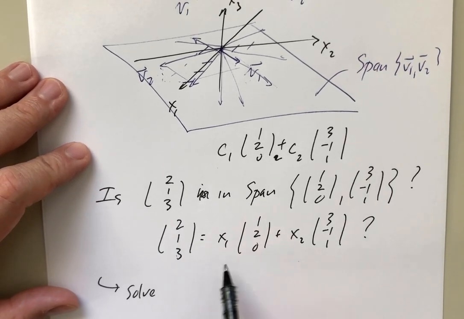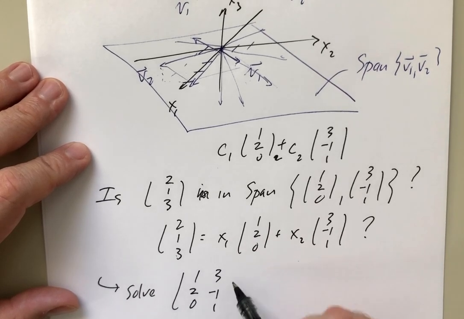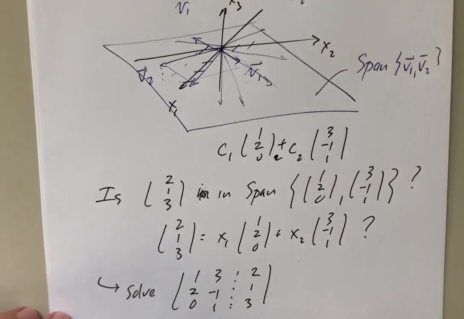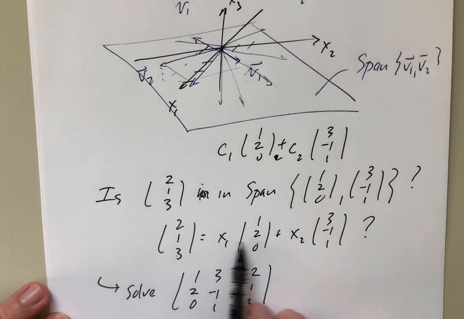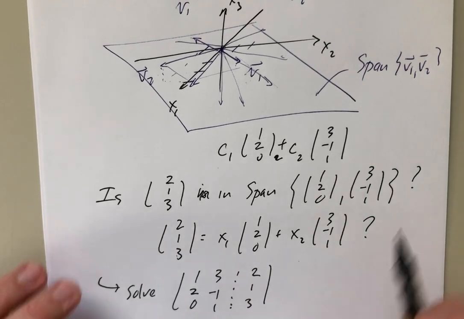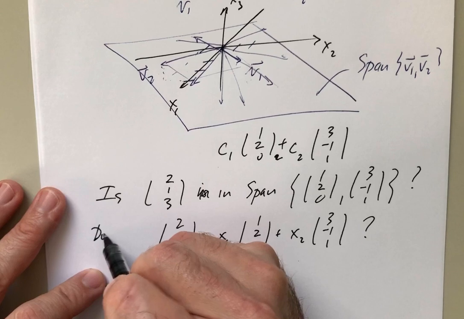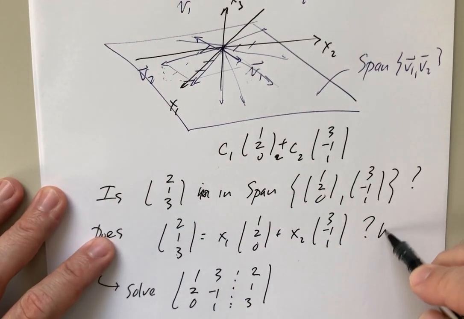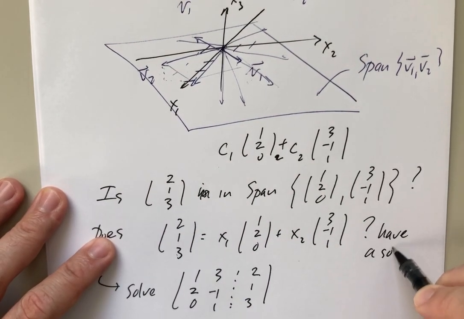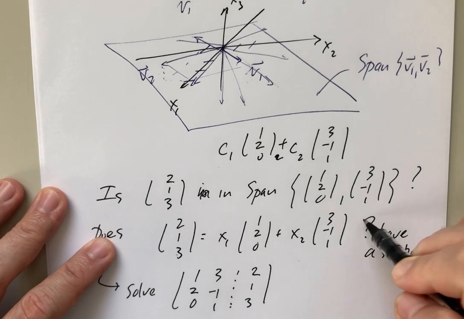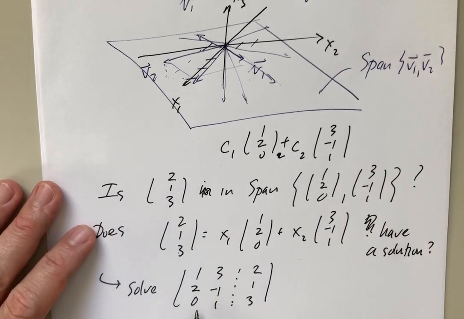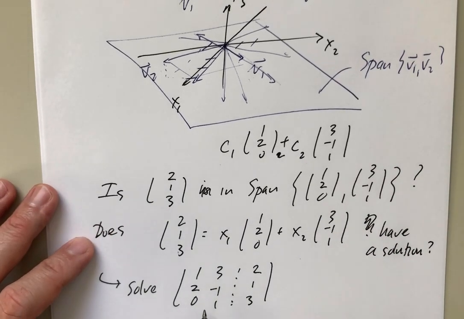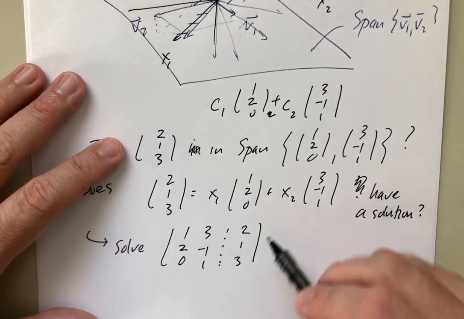So what does this mean? I want to solve this vector equation, which means I take those vectors as the coefficient matrix, and then I augment with (2, 1, 3). What I'm asking now is, is there a solution to this? So what I should have said is, does the vector equation have a solution? That's what I'm really asking here. And that's the same thing as asking, does this system have a solution?